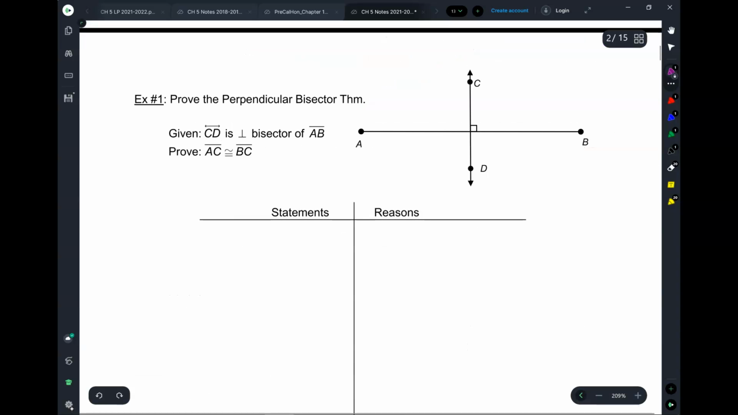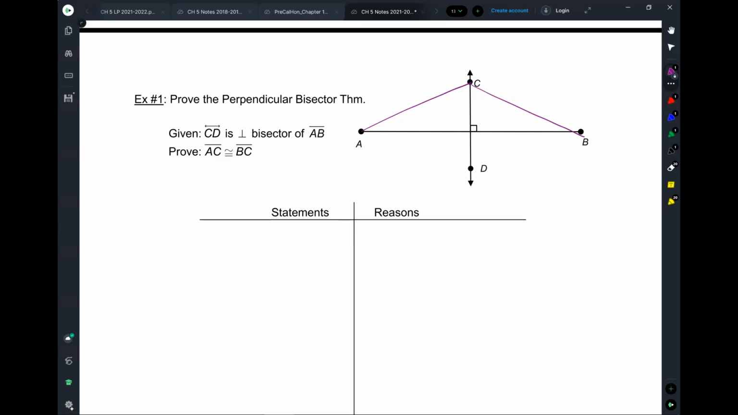Now, let's prove that theorem. Let's prove the perpendicular bisector theorem. What we're told here is CD is the perpendicular bisector of AB. All right? We're going to prove that AC is the same as BC. Okay? Well, when I draw AC and BC, what do I get? Two triangles, right? So I can totally do this.